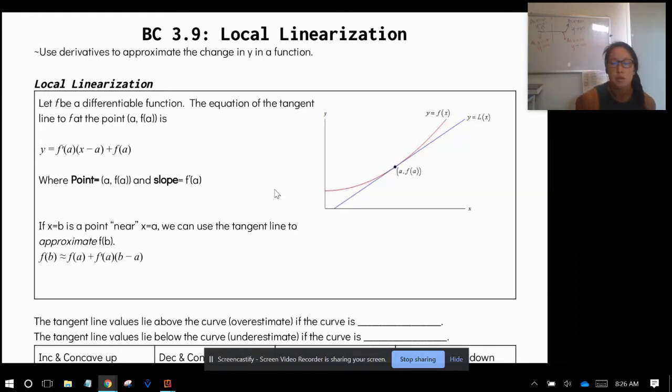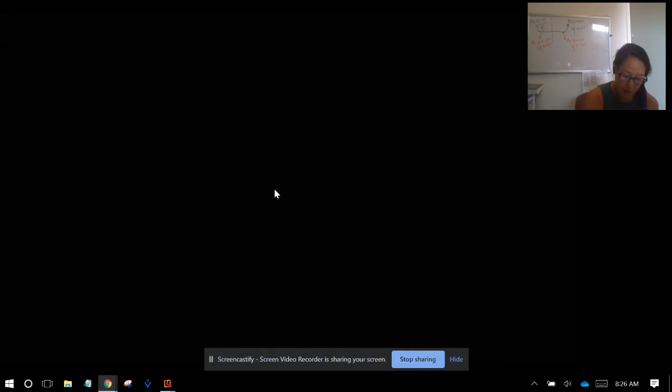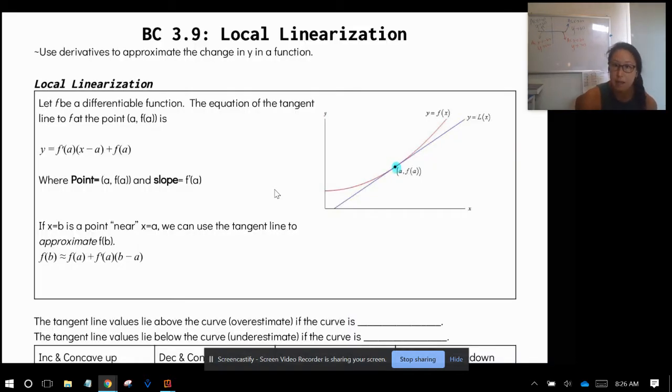One thing we can do with a derivative is approximate a value on the curve. So this is an approximation, but we're going to use the derivative at a point. Like at A, the output is f of A, and the derivative, of course, would be f prime of A. So that's how fast we're moving at that point.